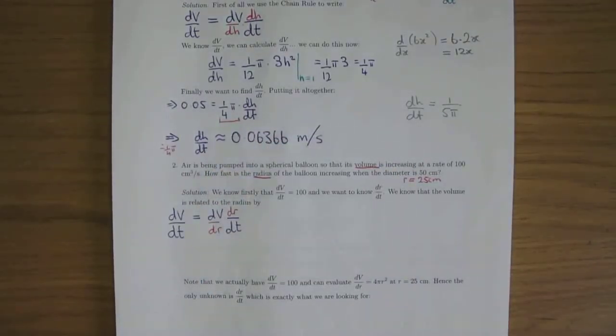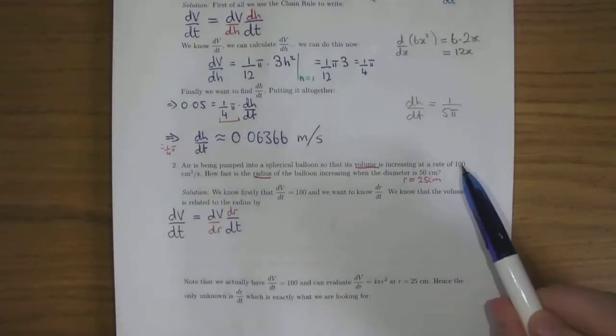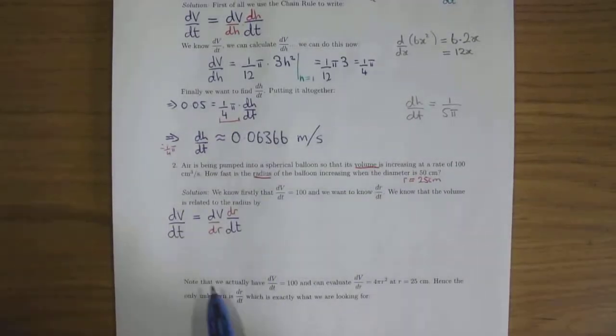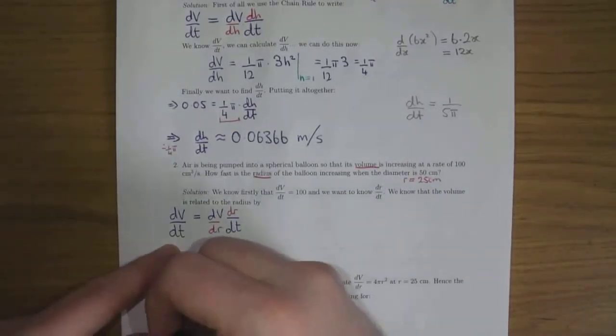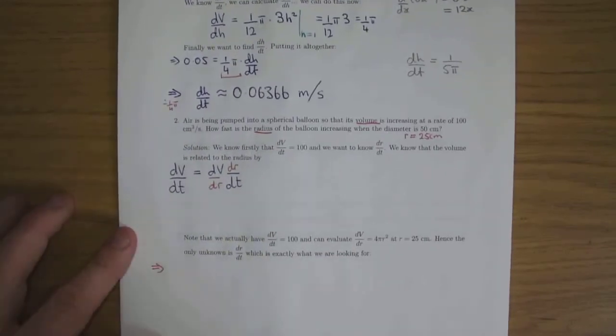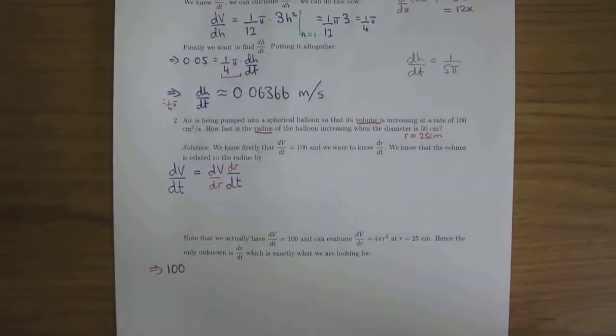Now what have we got? Right, dV/dt is the rate of change of volume with respect to time. That's actually in the question. The volume is increasing at a rate of 100 centimeters cubed per second. So this is no problem. This is 100, and we will put this down here. Dog's barking now, hopefully he keeps quiet. Right, now what's the next thing?